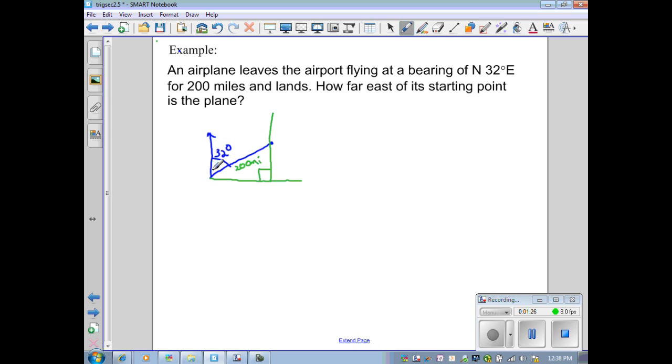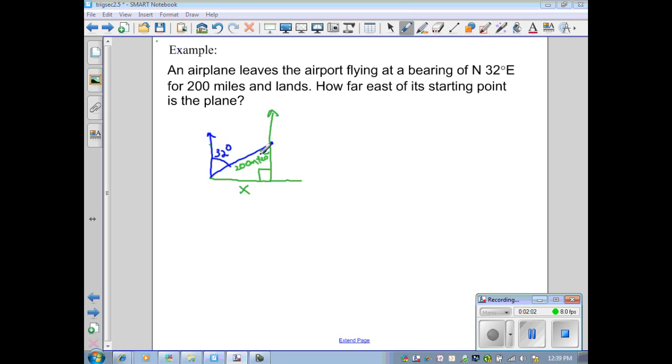Now, we know that these two north lines, the green line here and this blue line, are north. Therefore, they must be parallel. From previous sections, they create special angles. So this angle and this angle here are congruent. So this is also 32 degrees. Once I know that this is a right triangle and this is 32 degrees, I can find the distance from its starting point to the number of miles east that that plane traveled.